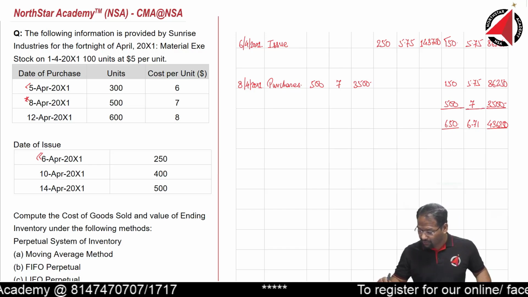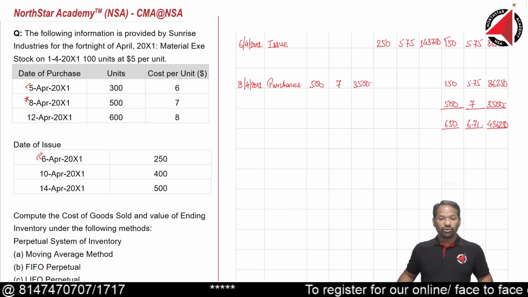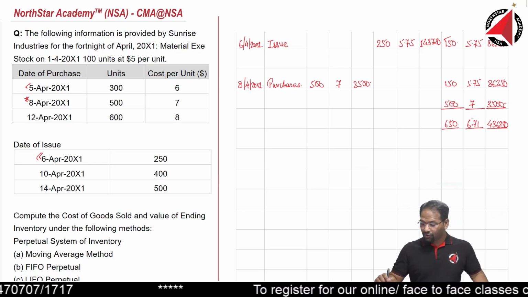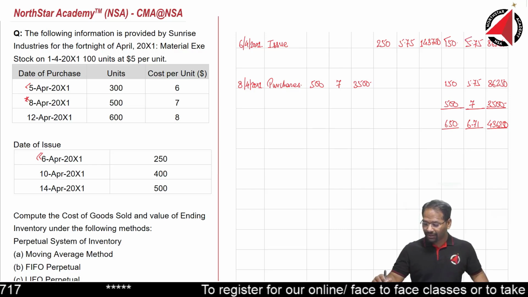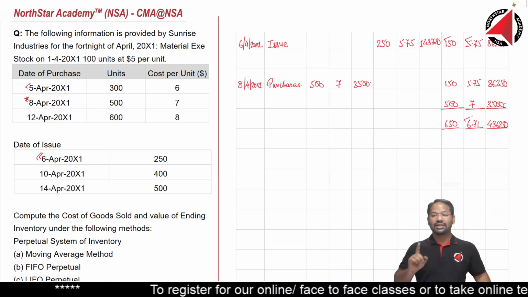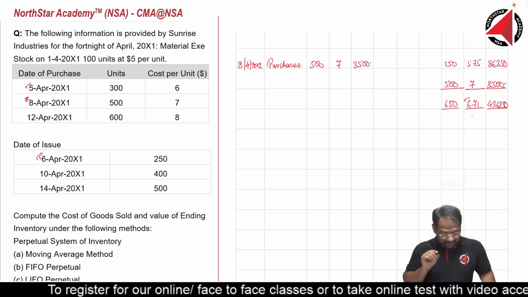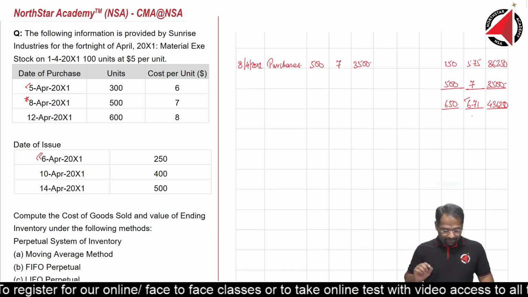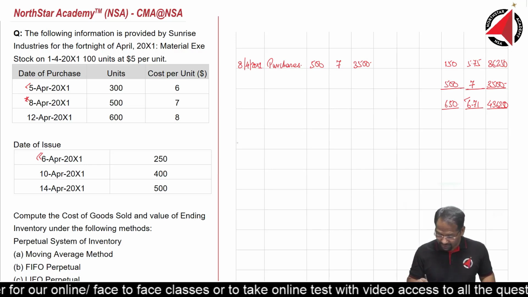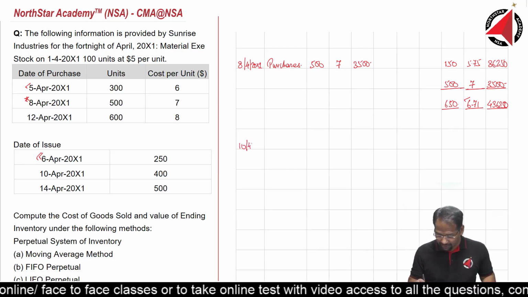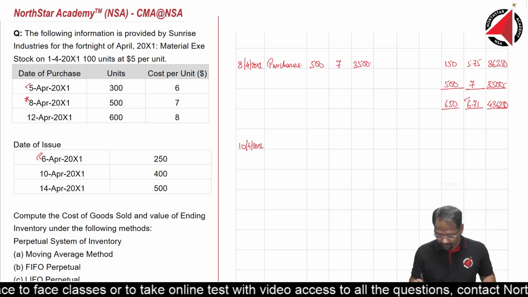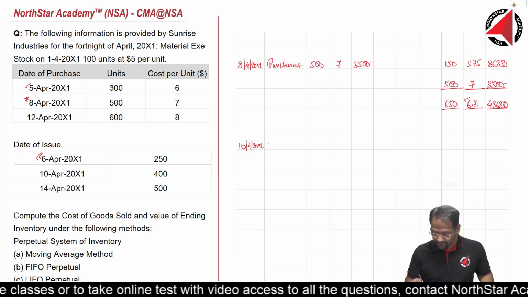Now onwards, whatever issue of raw material is going to happen, we are going to issue not at 5.75 but at 6.71, because that is our new weighted average cost. Next date, after 8th of April, we have 10th of April. So leave one line and 10th of April 2011. What we have done? We have issued again.